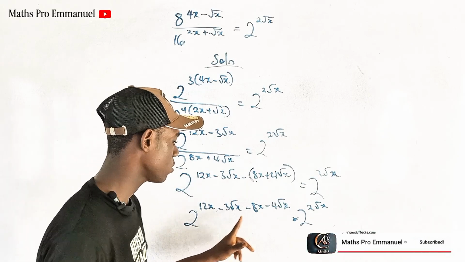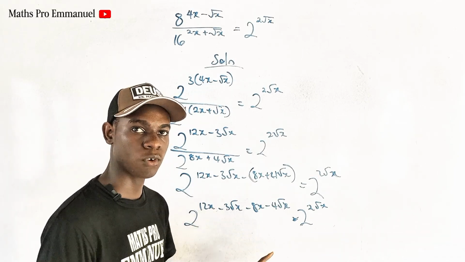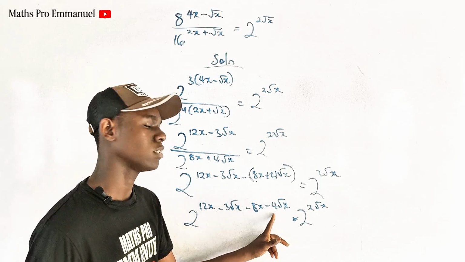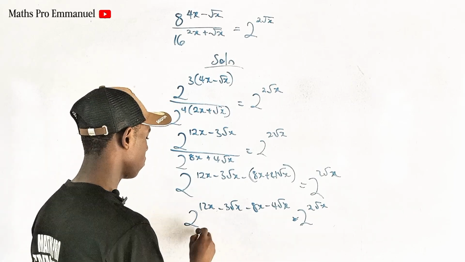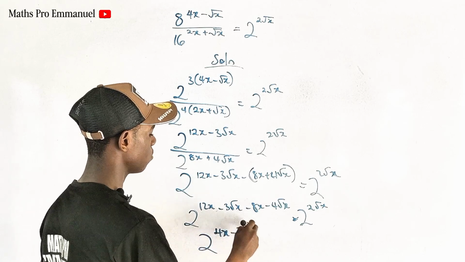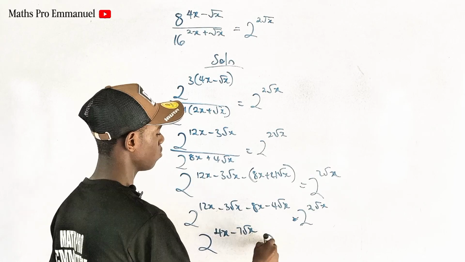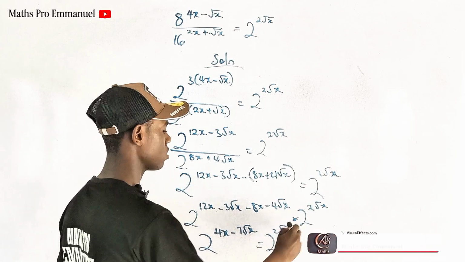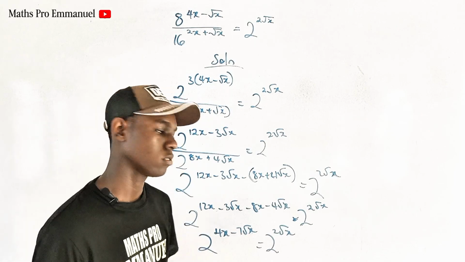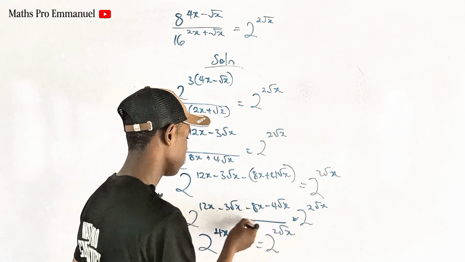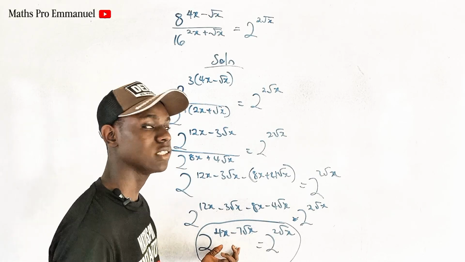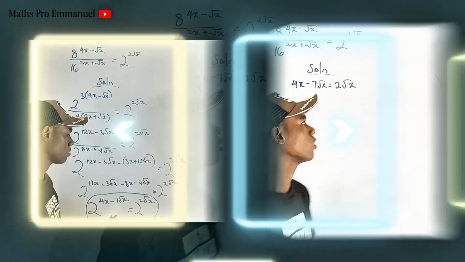Now let's do the subtraction. 12x minus 8x is 4x. Then minus 3 root x minus 4 root x is minus 7 root x. So now 2 raised to the power of 4x minus 7 root x will be equal to 2 raised to the power of 2 root x. That's it. So I'm almost getting to the answer. This is the last line. So now from here I'm going to equate the index and solve for x.